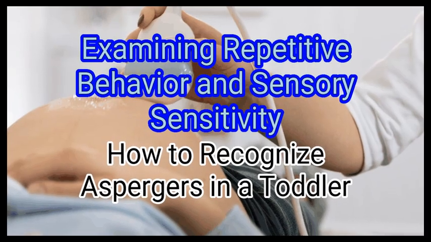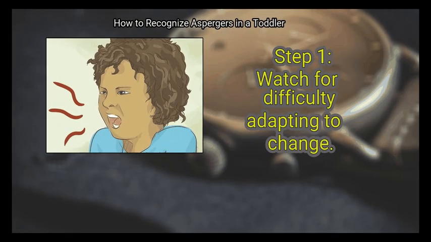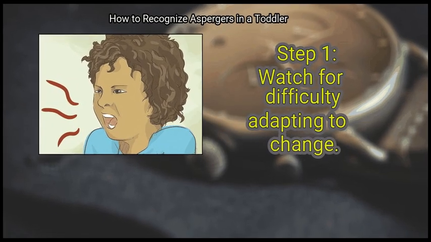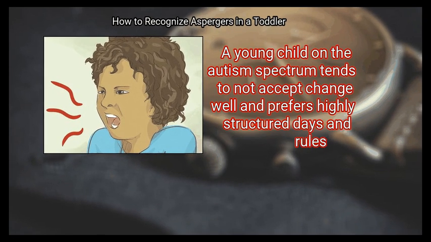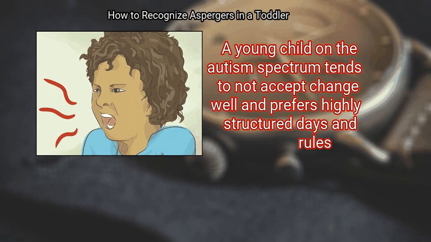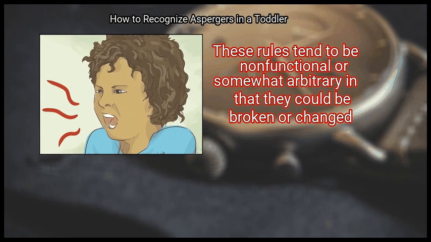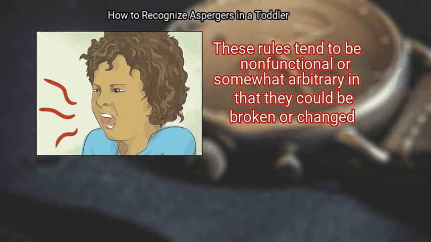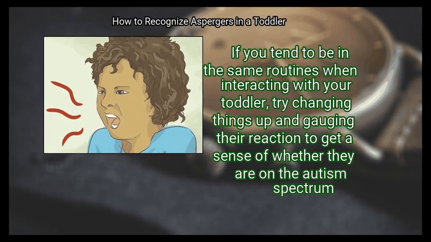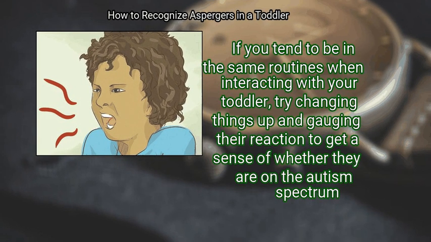Method 2. Examining repetitive behavior and sensory sensitivity. First, watch for difficulty adapting to change. A young child on the autism spectrum tends to not accept change well and prefers highly structured days and rules. These rules tend to be non-functional or somewhat arbitrary in that they could be broken or changed. If you tend to be in the same routines when interacting with your toddler, try changing things up and gauging their reaction to get a sense of whether they are on the autism spectrum.